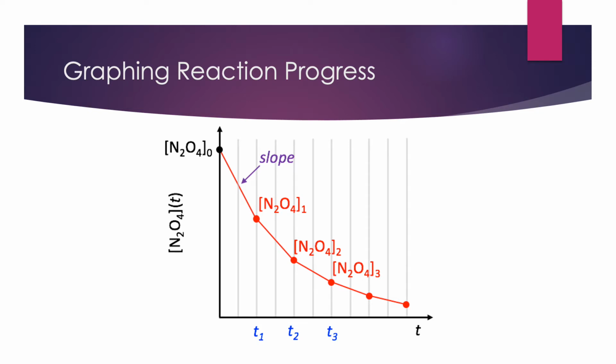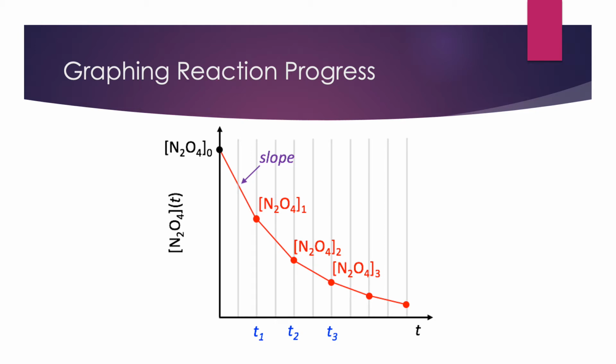So if I'm sitting on the black dot and I know which direction I'm moving and how fast I'm going, I can predict where I will be at time t1. That's the red dot that's marked by a concentration of N2O4 with the subscript of 1. So in effect, I've just approximated the time evolution of my concentration of N2O4 as a function of time.